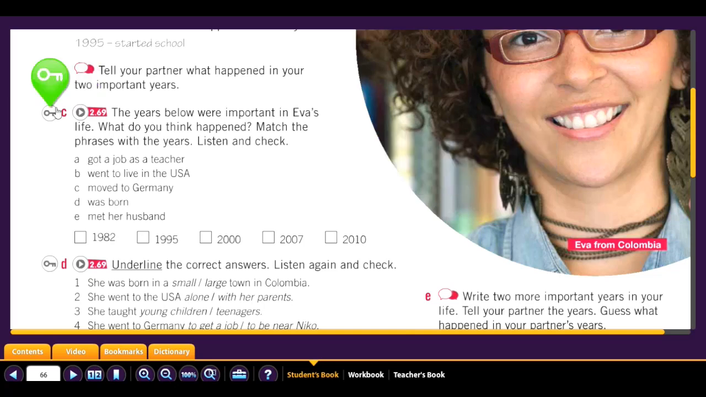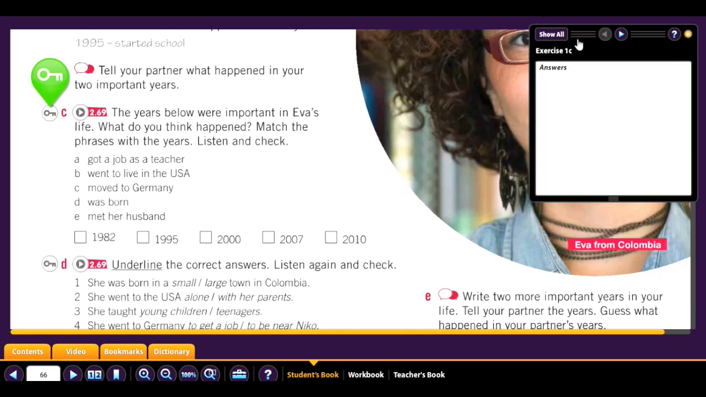Okay, so we check. 1982, she was born. In 1985, she went to live in the USA. In 2000, she got a job as a teacher. In 2007, she met her husband. In 2010, she moved to Germany.